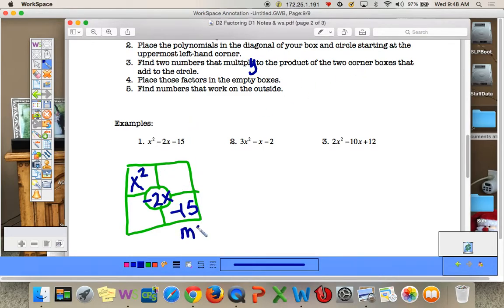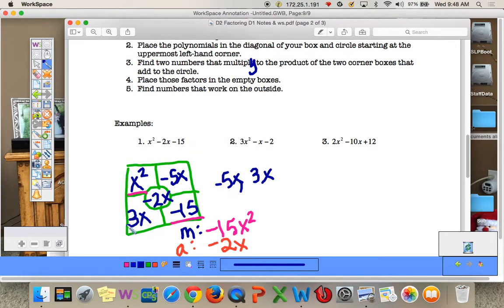So we want 2 numbers that multiply to the 2 corner boxes, negative 15x squared, that add to the middle circle, negative 2x. So what are things that multiply to negative 15x squared that add to negative 2x? Well, I know that 5 and 3 multiply to 15. I can make the 5 negative so that it adds to negative 2, and I just put the x's here. So negative 5x and 3x multiply to negative 15x squared, and they add to negative 2x. I'm going to put those factors in any order in our box.